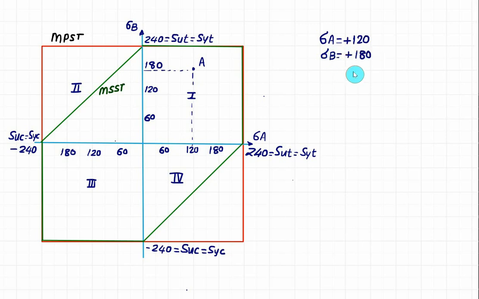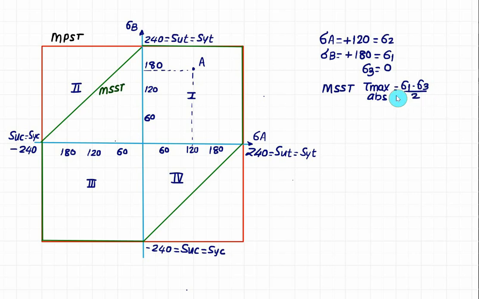So both the values are positive, so the higher value you have to assign equal to sigma 1. This value will be assigned equal to sigma 2, and the third value in this case will be equal to 0. That is, the value of sigma 3 will be equal to 0. So if we apply the maximum shear stress theory, in that case we have tau max absolute value, which is given as sigma 1 minus sigma 3 divided by 2.